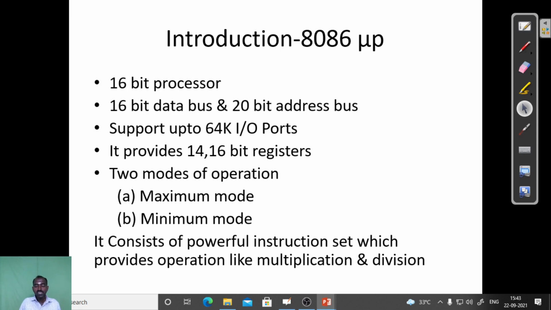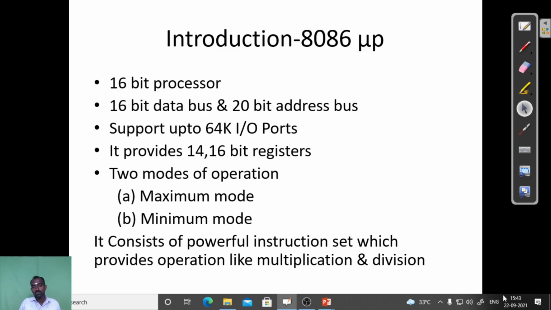Next, it is available in 3 versions based on the frequency of operation. The first one is the 8086, which operates at 5 MHz frequency. Another one is the 8086-2, which operates at 8 MHz. The last one is the 8086-1, which operates at 10 MHz. So these are the 3 versions of the 8086.